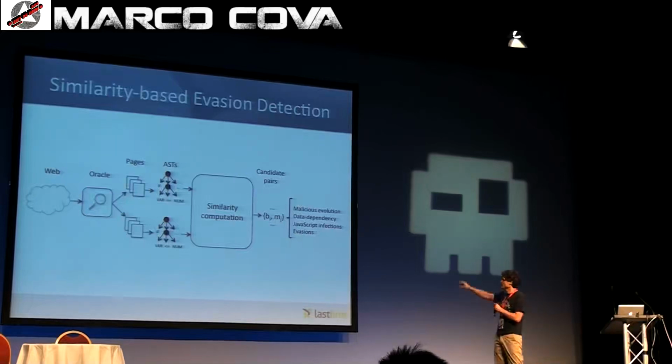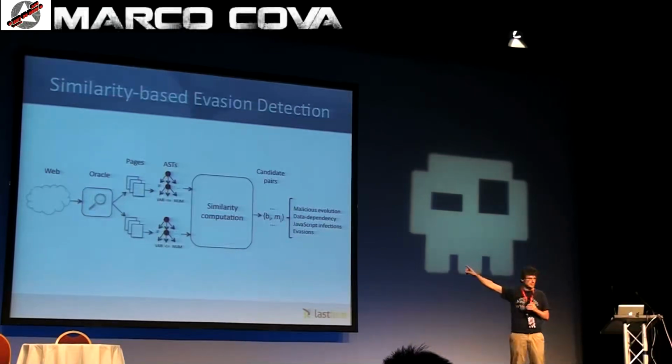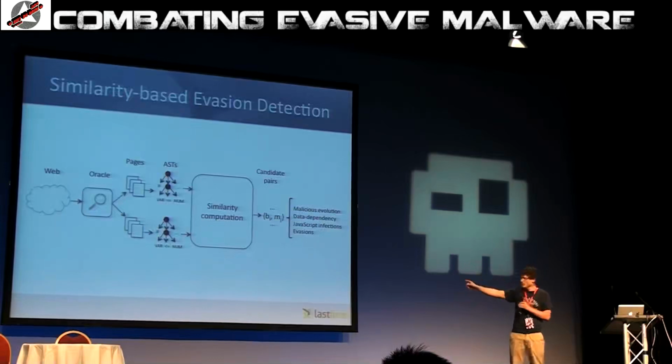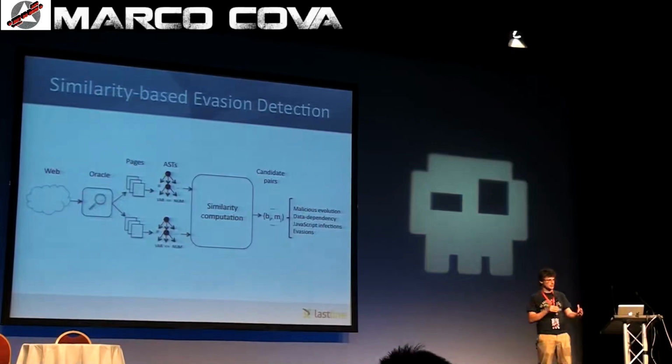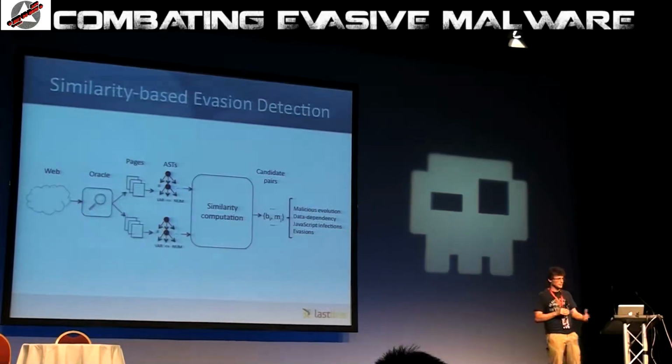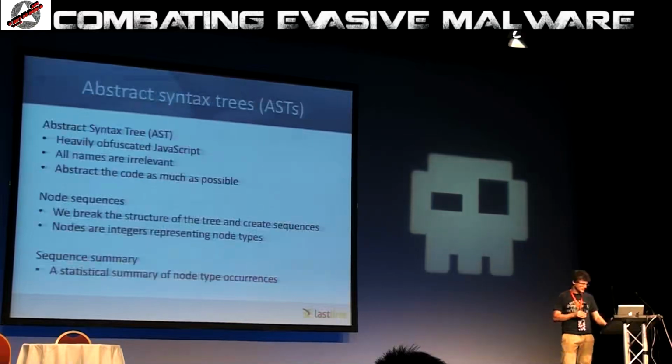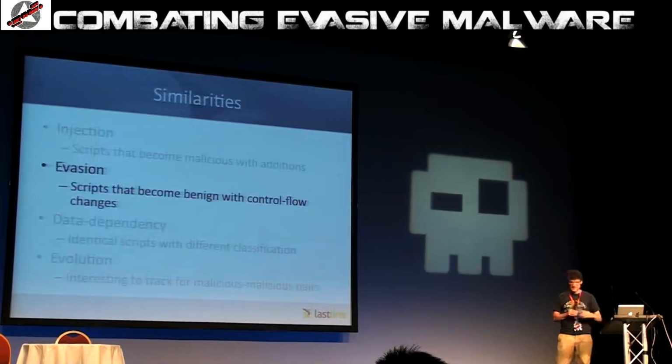Okay? So that gives us pairs where the syntax tree at the top is very similar to the syntax tree at the bottom, but their classification is different. One is benign and the other is malicious. At that point, we have a number of techniques to look at the differences in the JavaScript code. In some cases, the heuristics that we use allow us to automatically identify differences that are due to evasions, so new evasive checks. Okay, so this is the idea.